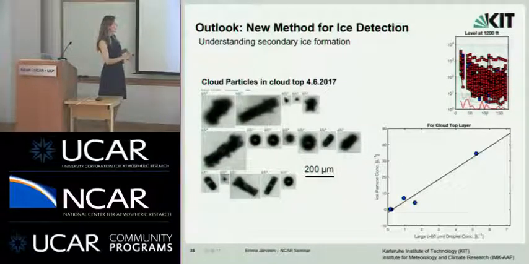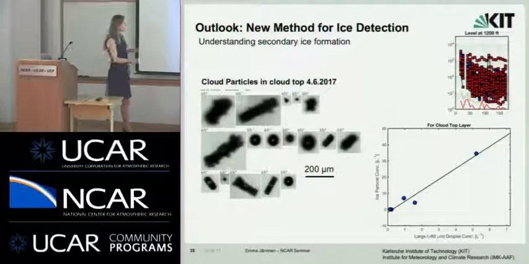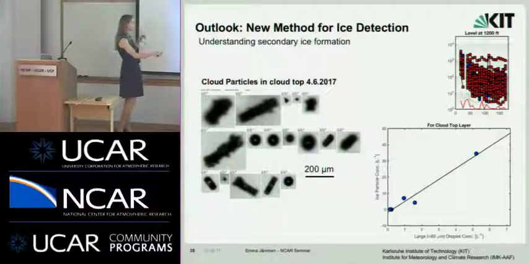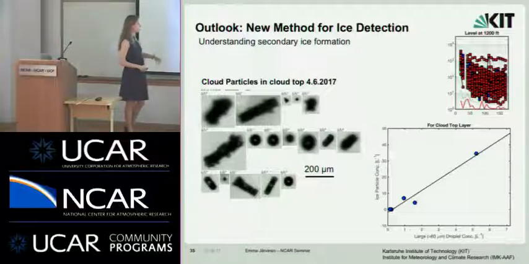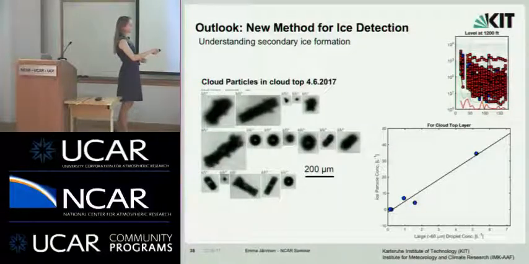Here are examples of the images of cloud particles in cloud top. What we have here are these rimed particles coexisting with large droplets. And we also have these, I'd say, pristine, non-rimed vapor-grown ice crystals that have to be produced from some sort of secondary ice processes. Now we can take this ice concentration that we measure and try to relate it, for example for the cloud top layer, to the concentrations of these larger droplets.